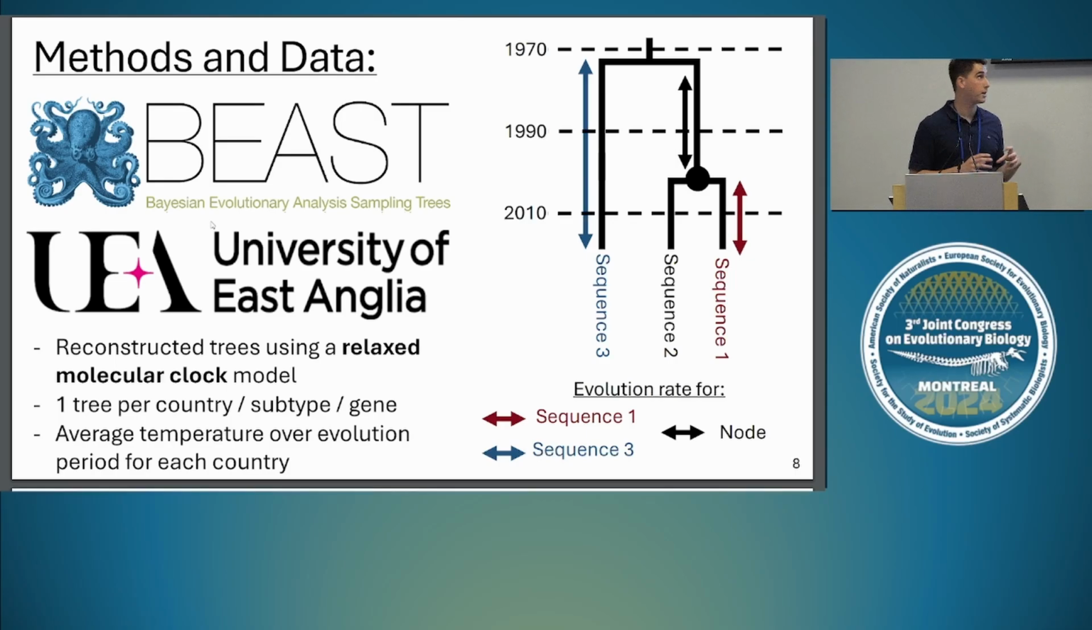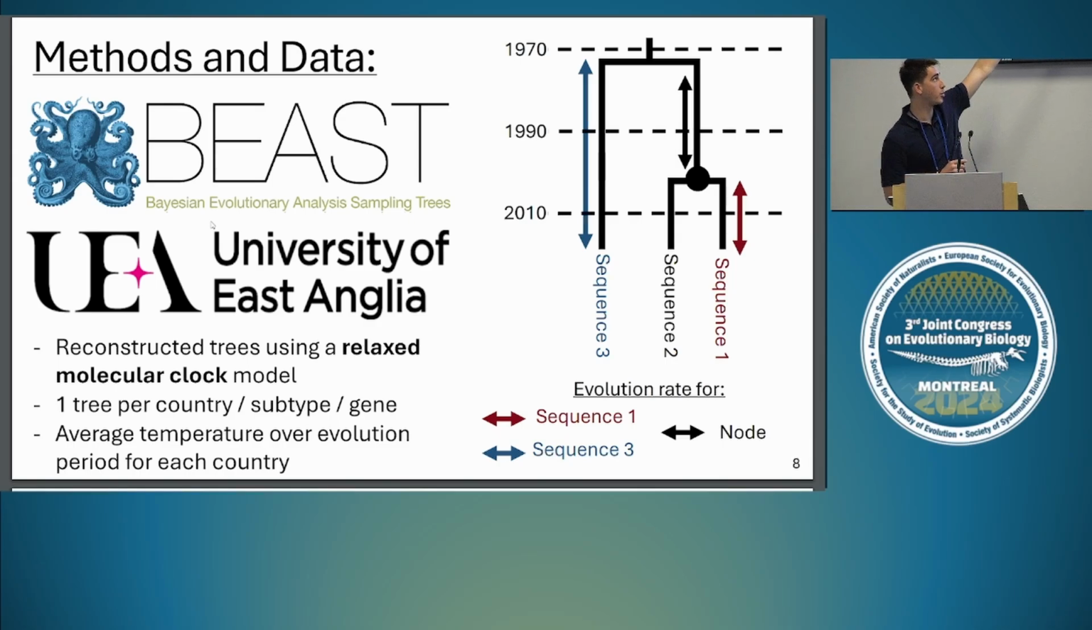After we did this, our goal was to reconstruct these trees. So we used a relaxed molecular clock model implemented in BEAST, and we reconstructed one tree per country, subtype, and gene. After this, what we wanted to see is first how the evolution rates that we estimated with BEAST changed through time, and then how they would be correlated with climate change.